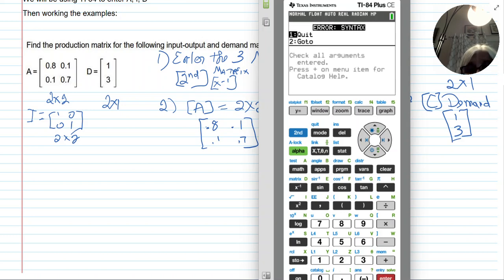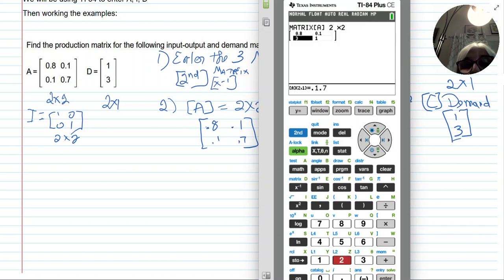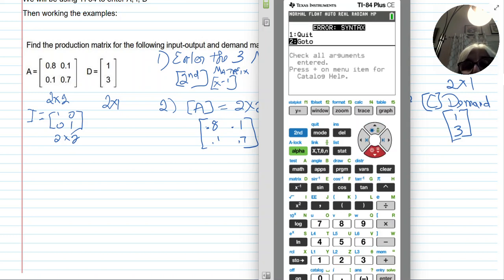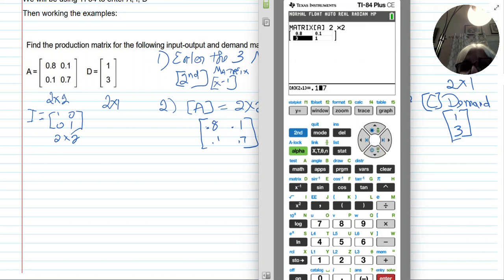Now, oops, I must have entered something wrong. Let's see what I have. 2x2, 0.8, 0.1. Oh, let's clear that. It's a 0.1, enter, sorry, and then a 0.7. Okay, so I got one.